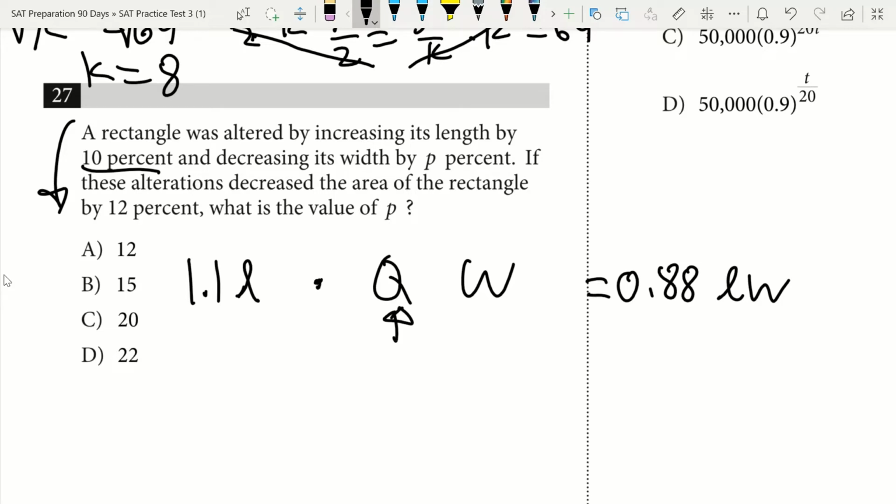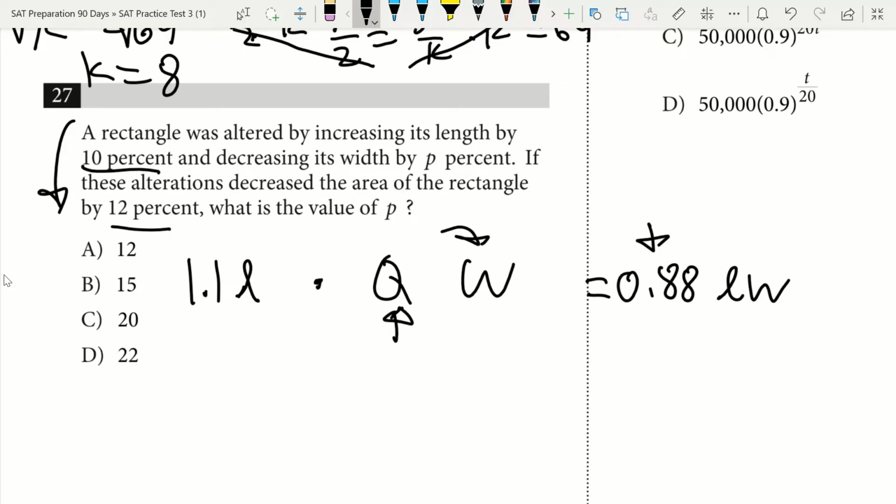And I know I have to solve for my area. My area is decreasing by 12%. So if my area goes down by 12%, I know my area is my length times my width, and I have to multiply that by 0.88 since that's a decrease of 12%. So I know I have 1.1 L times whatever is times my width is going to give me that 0.88.